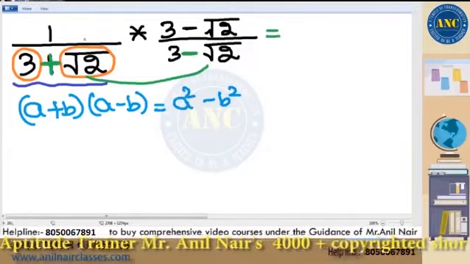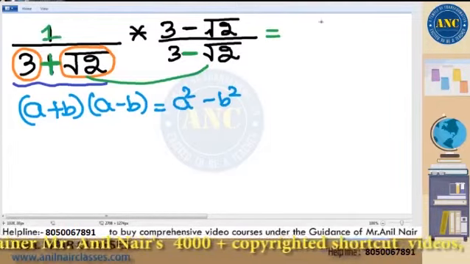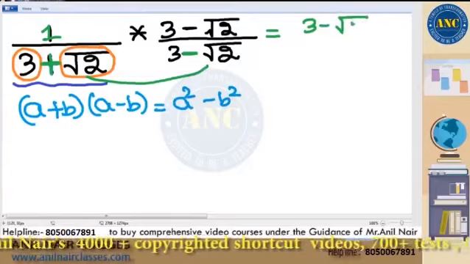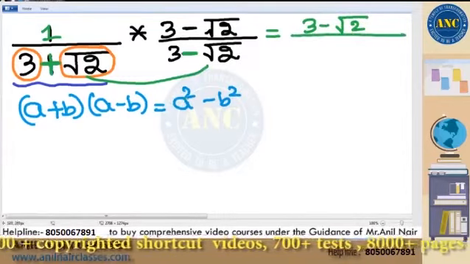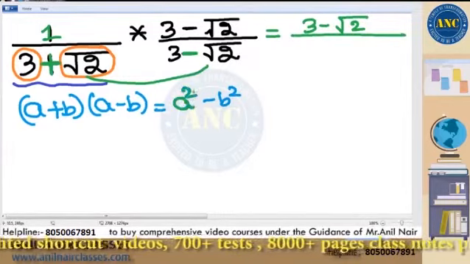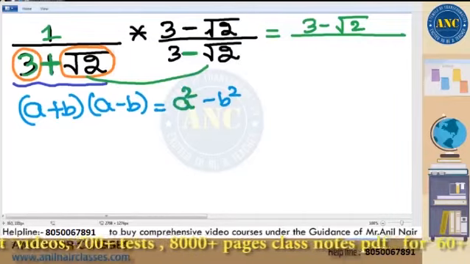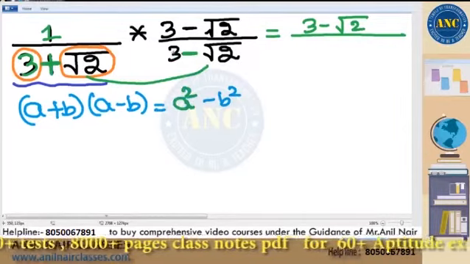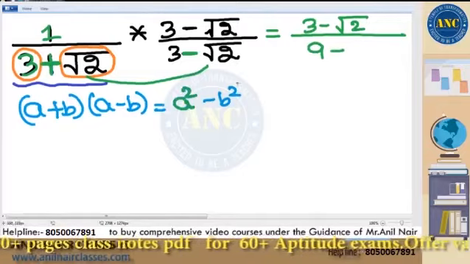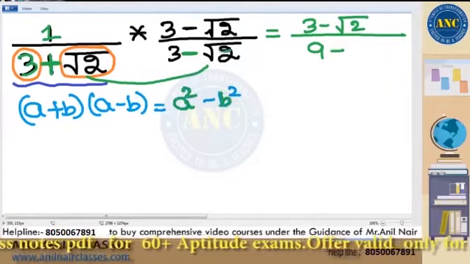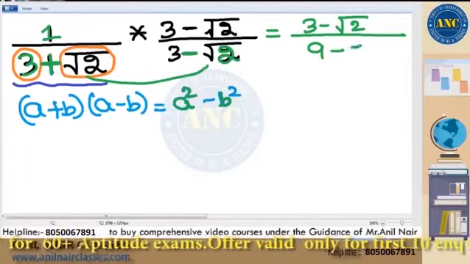So this can be written as 1 into 3 minus root 2, divided by a square minus b square. A is 3, so 3 square is 9, minus b square, b value is root 2, root 2 whole square is 2.